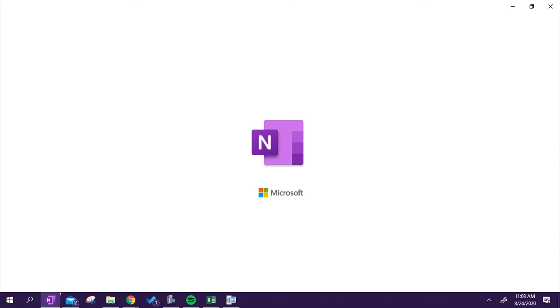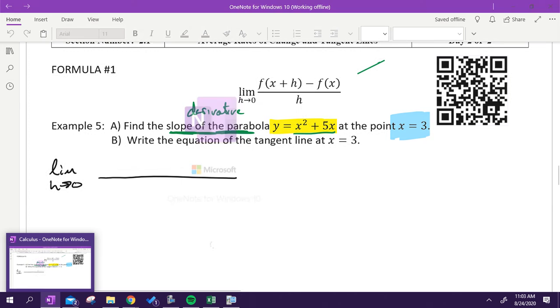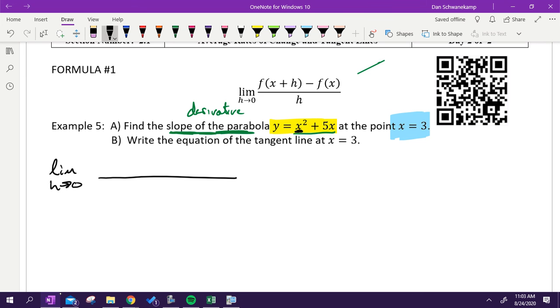Okay? Sorry. My thing keeps dying today. I'm plugging in x plus h for x. So in this equation, everywhere I have an x, I'm plugging in x plus h. So it's going to be, boom, (x plus h) squared plus 5 times (x plus h). And this is the biggest thing you have to do. And then it says minus f of x.